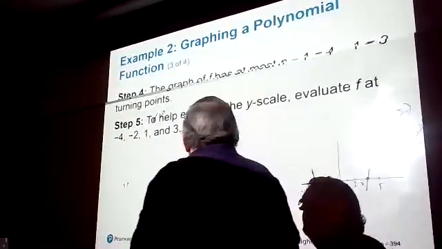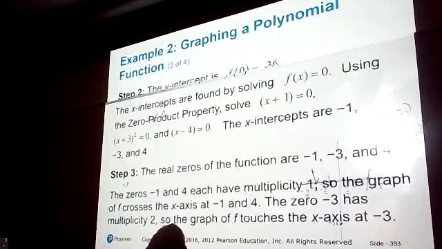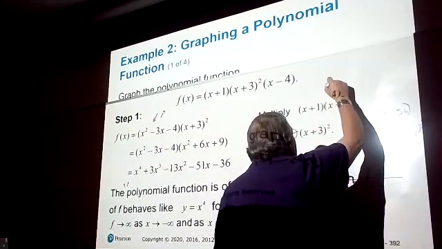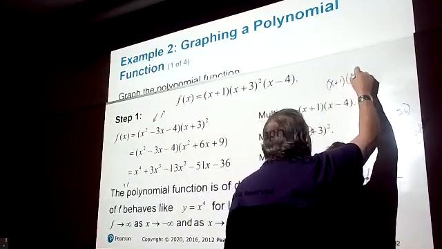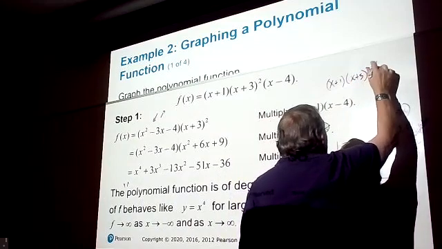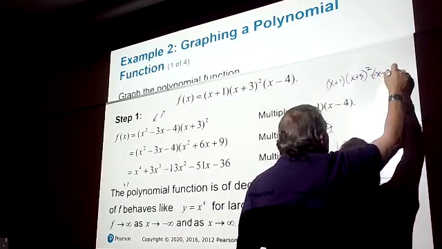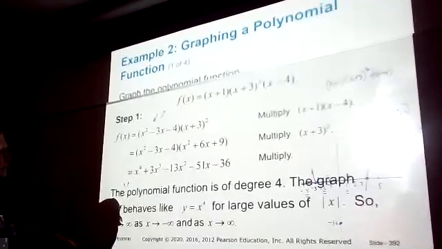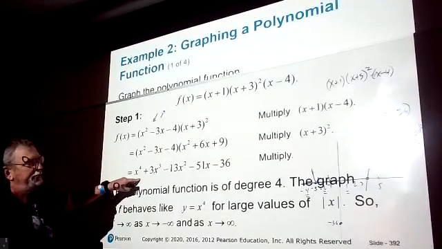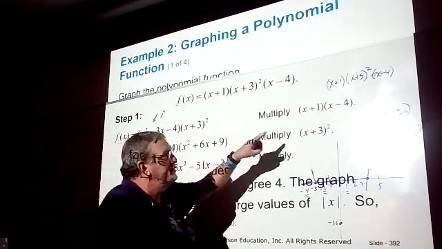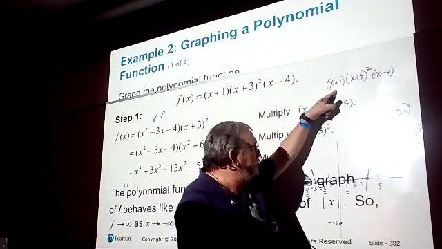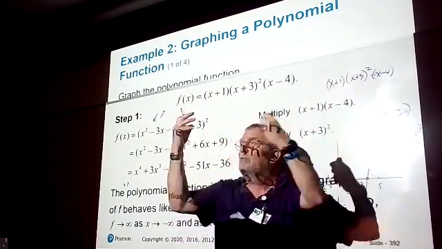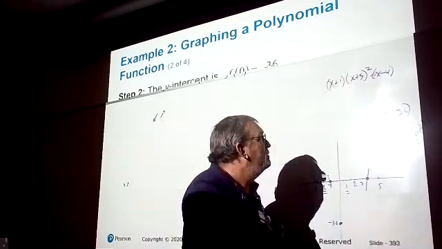So I'm trying to remember what the function was. I need to rewrite this. I have (x plus 1) times (x plus 3) squared times (x minus 4). And so I use that version of the function and not this version to graph by. Because by putting numbers in, like putting -4 in for x here, I can find these numbers relatively quickly and just multiply them together, which is an easy thing to do.